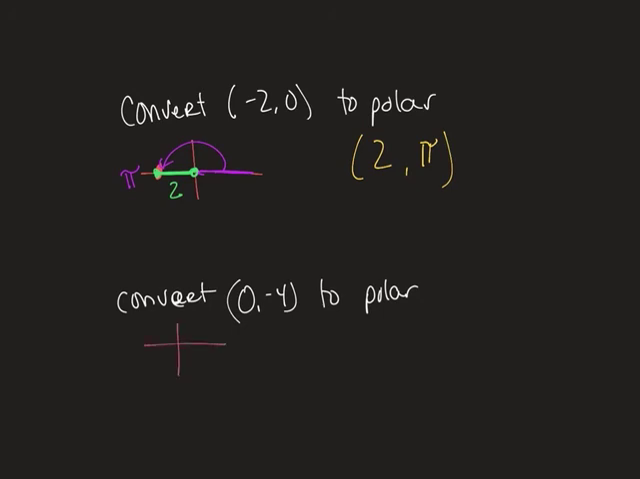So if you look at the last one where we're converting 0, -4, obviously I draw it just so I can see it. And again, your radius is your distance from origin to point, so that's going to be 4. And then it's going to be 3 pi over 2, because that's the angle that goes straight down.